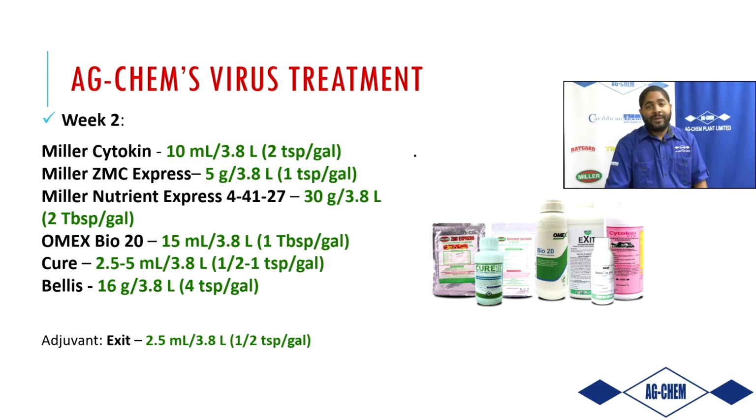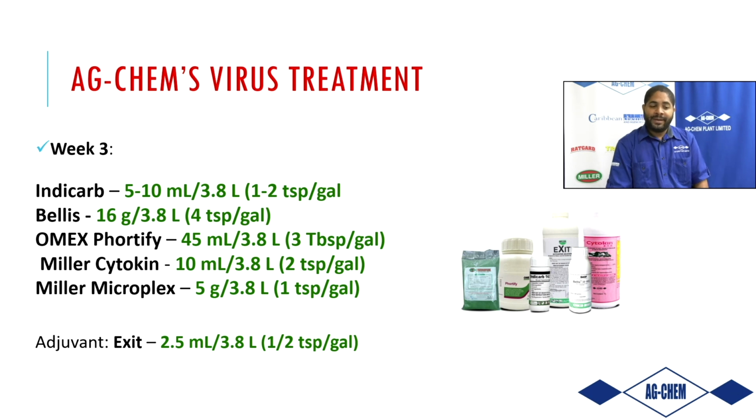Week 3, we rotated to another insecticide, our Indicarb, along with the Bellis treatment again. This time we also used Omex Fortify, which is very good because it's high in phosphorus and potassium. But an important thing about the phosphorus in Omex Fortify is that it has both phosphates and phosphites. Now the phosphites are actually very good and are used as a fungicide in other countries. So we have both the phosphates, which are in nutrients, and the phosphites, which also act as a fungicide, added protection for your plant right there.